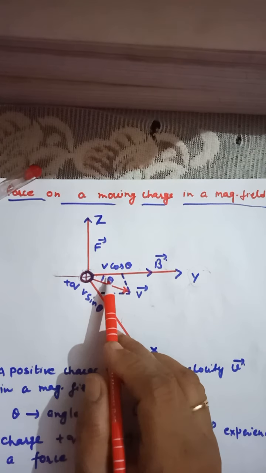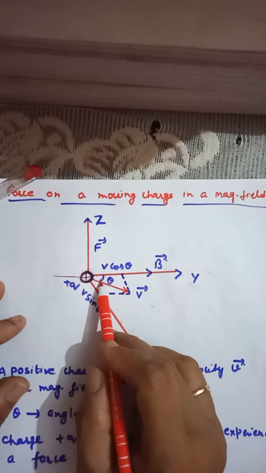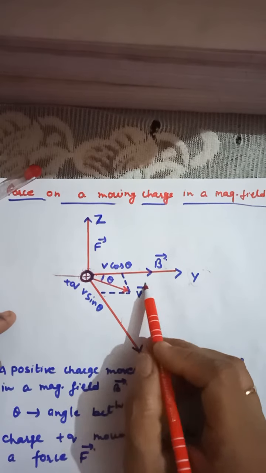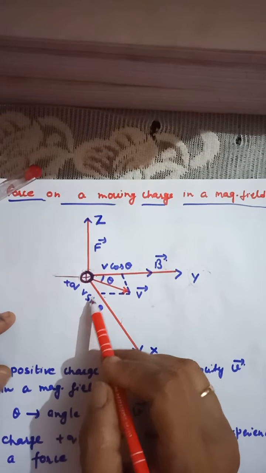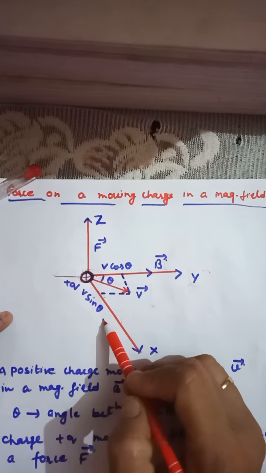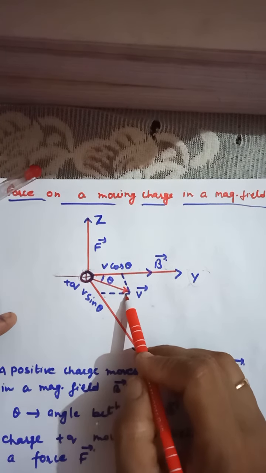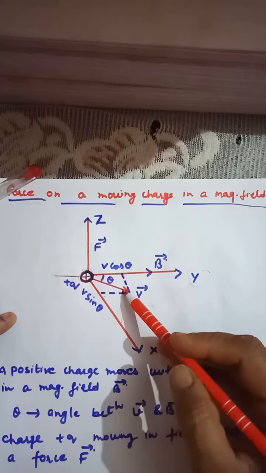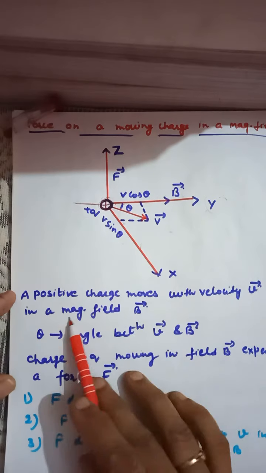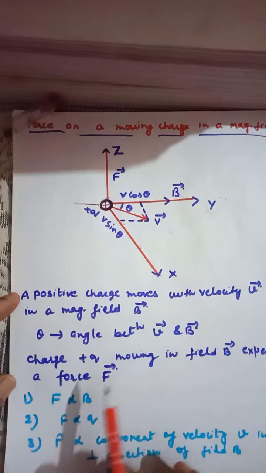In this condition, you observe that the velocity vector makes an angle theta with the direction of the magnetic field. The velocity vector has two components: one is v cos theta, and another is v sin theta. When a charged particle moves with velocity v in a magnetic field, it experiences a magnetic force, where theta is the angle between the direction of the v vector and the B vector.